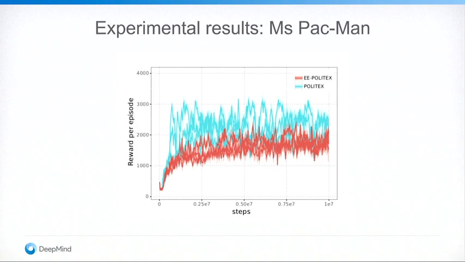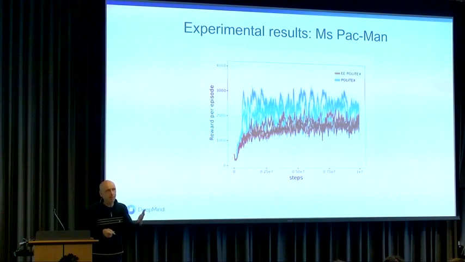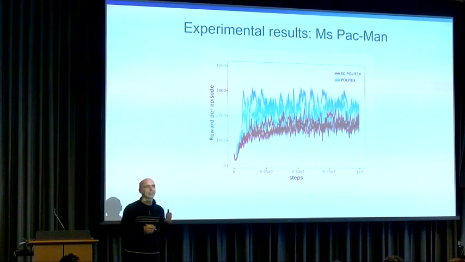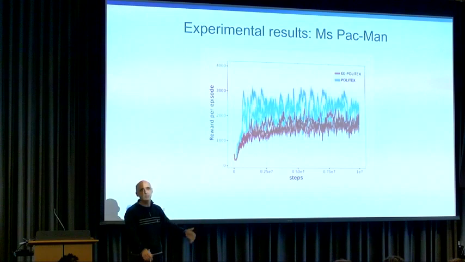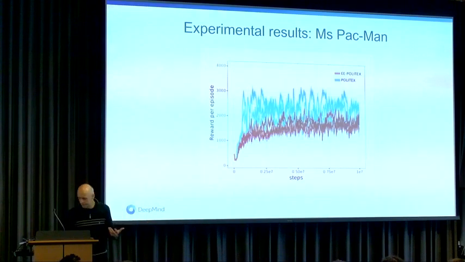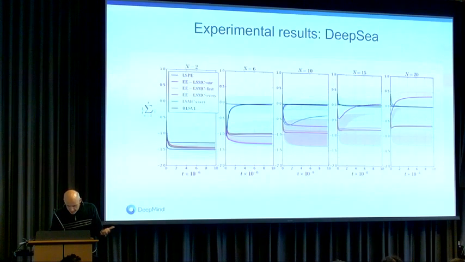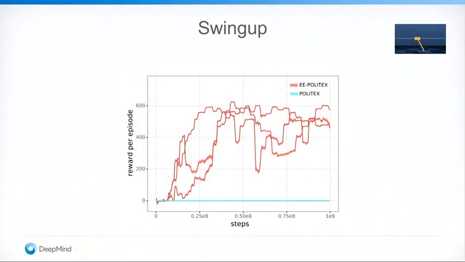But if you do this exploration-enhanced version of Polytech, then on problems where you don't need that much exploration, like queuing or Miss Pac-Man, it turns out that it just hurts, right? You make the system go to places and then it doesn't have to. That's okay. But in other problems where you really need exploration, I won't have time to explain this. It kind of works.